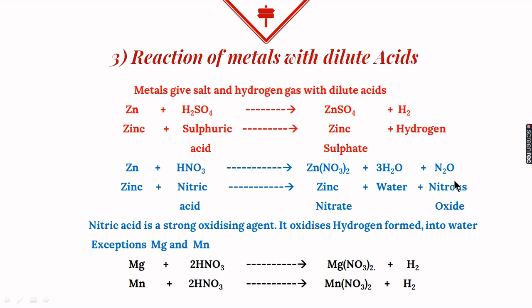There are two exceptions for this also. There are two metals, magnesium and manganese. They will react with nitric acid and give salt and hydrogen.